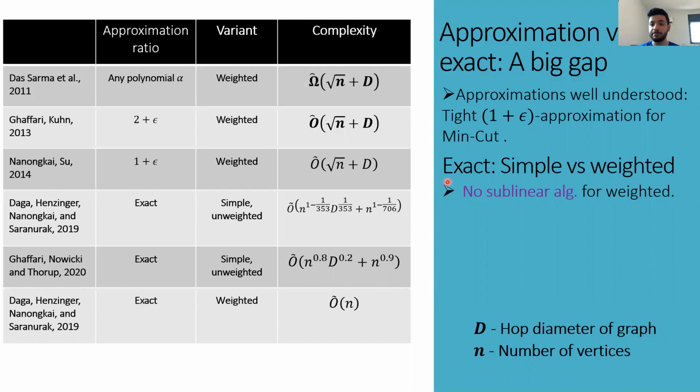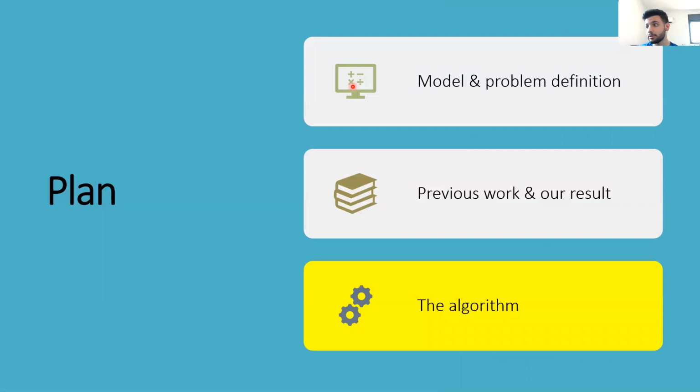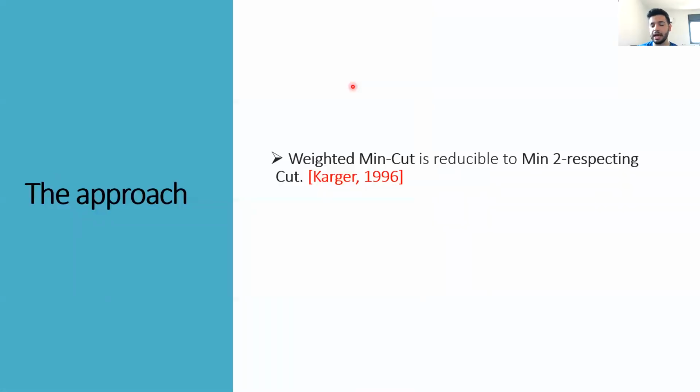So when we started this work, we began with the question of whether a weighted sublinear algorithm is even possible. And well, the answer is yes. In this work, we devise a nearly tight exact min-cut algorithm for weighted graphs in O tilde of square root of n plus D rounds, which up to polylog factors matches the aforementioned lower bound from 2011. So now I'm going to go over the main points of the algorithm.